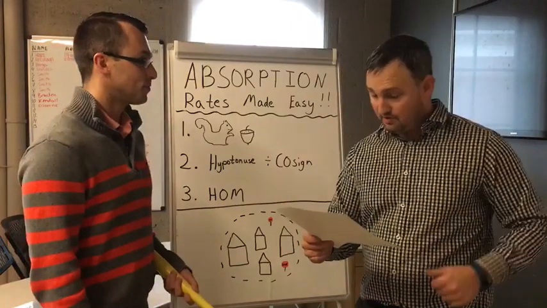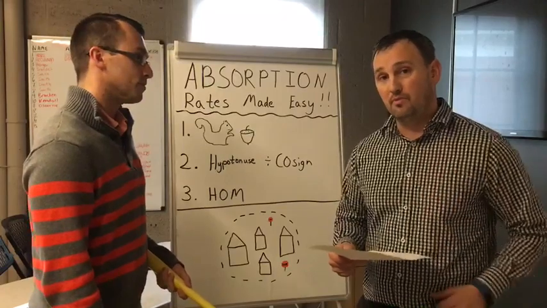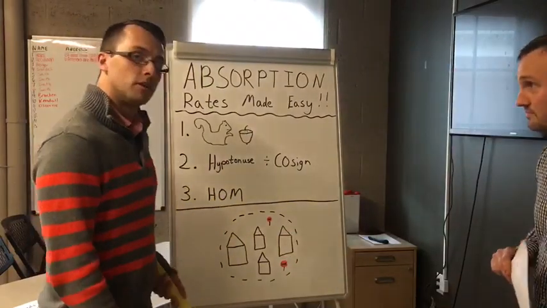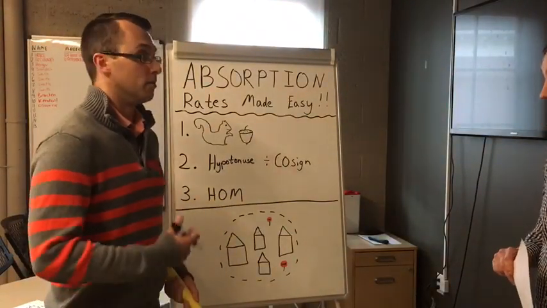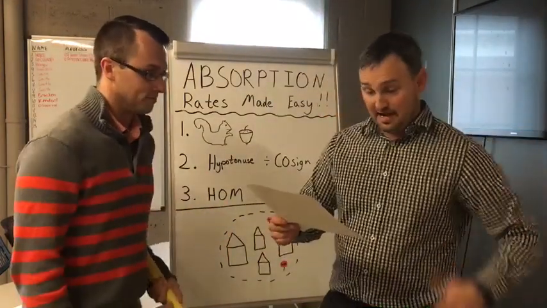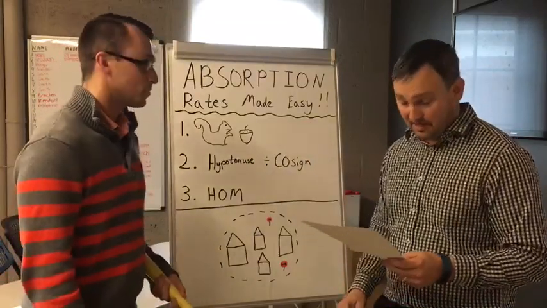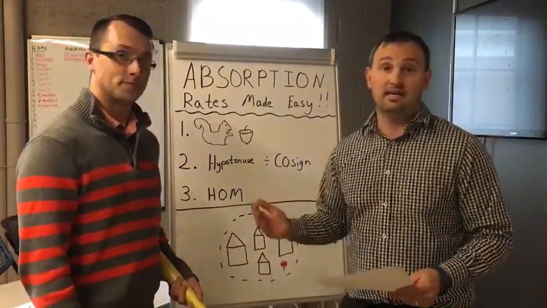So now that we have the squirrel count and the hypotenuse, the next step is for us to determine the hours on market. Derek? Well, the hours on market is actually determined by multiplying the number of days on market by 24. Oh, very good. So now that we have squirrel count, hypotenuse, and hours on market, we can actually find the absorption rate of any given neighborhood.